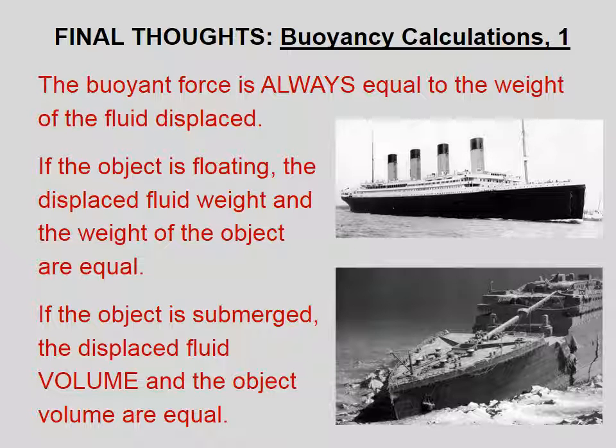Final thoughts. The buoyant force is always equal to the weight of the fluid displaced. If the object is floating, as the Titanic was originally, the displaced fluid weight and the weight of the object are equal. If the object is submerged, the displaced fluid volume and the object volume are equal.